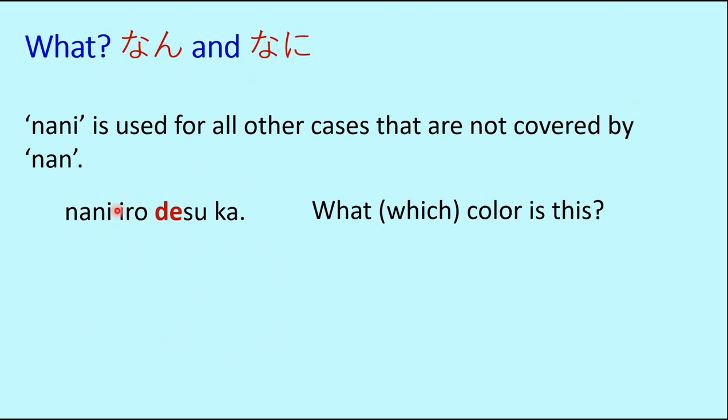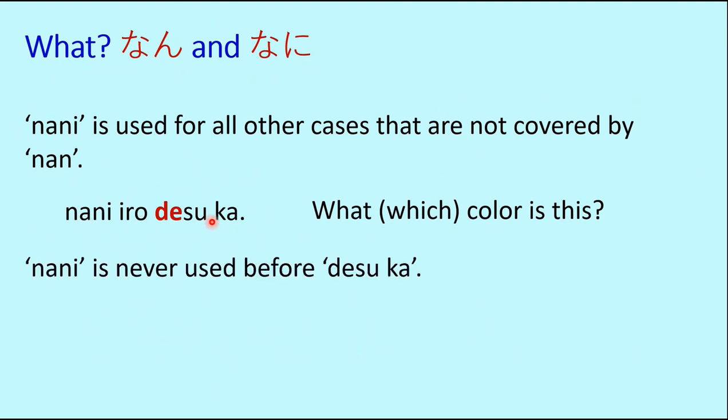Here iro neither follows the first rule for nan nor the second rule. Because this is not a counter and it does not start with the na sound, it will be nani iro desu ka. Nani is never used directly before desu ka. Since iro is there before desu, nani is possible. If iro comes before nani, then nani will become nan. So, iro wa nan desu ka, the question is like that.